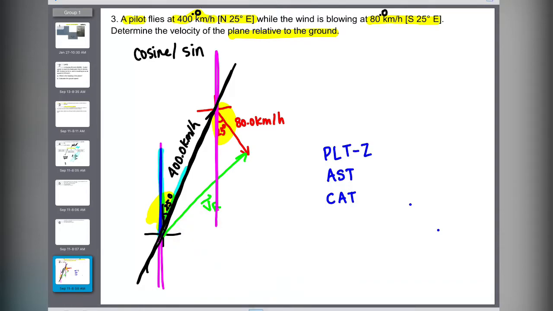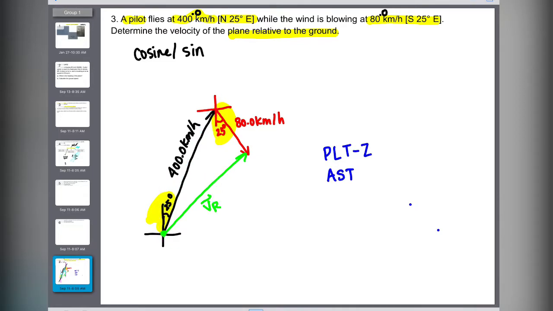The Z pattern. Do you see the Z pattern? This angle is also 25, which is the same as this. This is your Z pattern. That's the first way that you can get it. So north and south are parallel. I find the Z pattern. Okay, I'm going to do this.